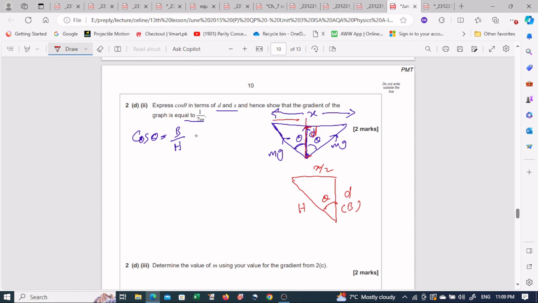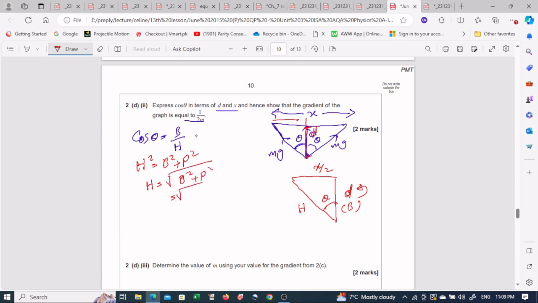So we don't know the value of hypotenuse. We know the value of base, that is equal to d, from the diagram, from the figure, but we don't know the value of the hypotenuse. So first of all we have to define the hypotenuse. So hypotenuse here is equal to base square plus perpendicular square. So hypotenuse is equal to under root base square plus perpendicular square.